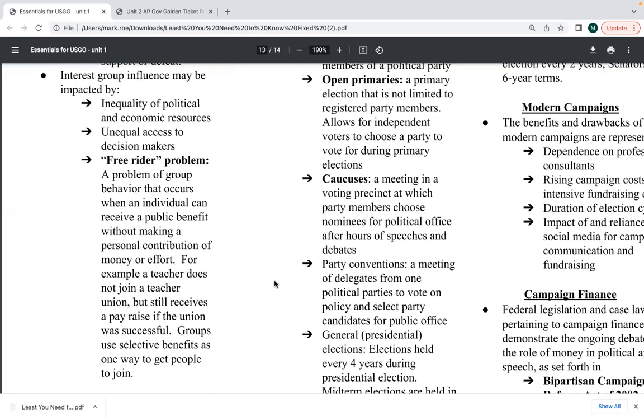Yes, and herein lies the free rider. Teacher B is a free rider. They're enjoying the benefits of those that paid their union membership with the negotiation. Teacher A as well, a paid member. So that's the free rider problem.